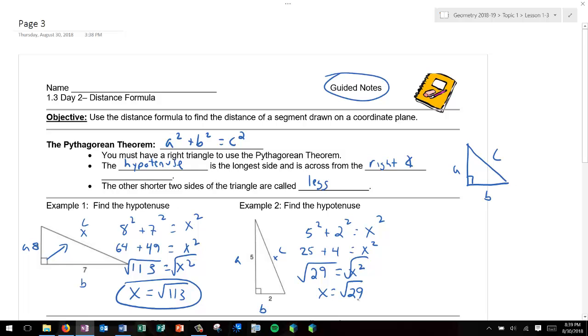All right, welcome back in. So as you see from the algebra, I ended up with x equals radical 29, and there is nothing we can do to simplify that radical, so we just leave it as is. Now, the cool part about this is that you've dealt with Pythagorean theorem over and over and over again, and the distance formula is exactly the same thing.